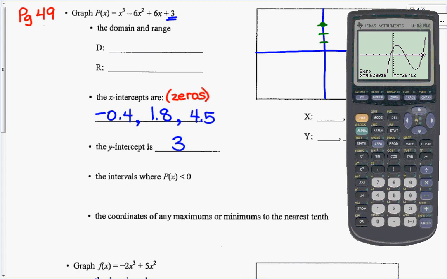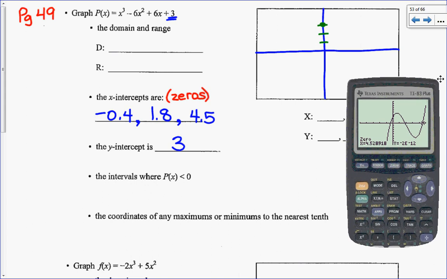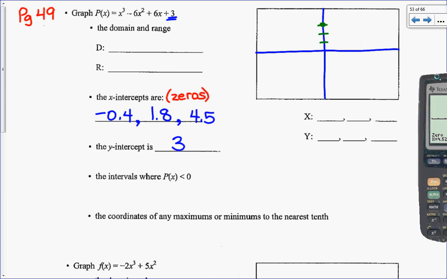Okay, now that we have our 3 x-intercepts, we can plot those points on our graph. So I've got one at negative 0.4. So if I continue 1, 2, 3, 4, 5, 6 this direction, and the same equal sections each direction, negative 0.4 would be not quite at half, so that's about right there. And then 1.8 is not quite at 2, and then 4.5 would be right about there.